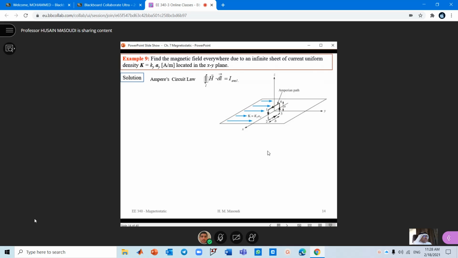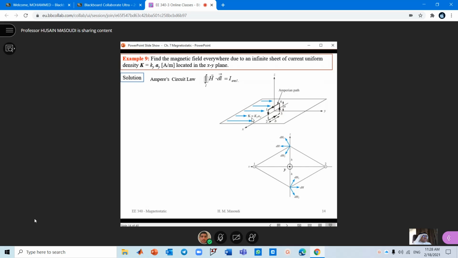First of all, we need to find the symmetry of the magnetic field. I'm going to rotate the sheet such that we look at the sheet from the y-axis, like this. The current density is coming toward us now. So this is the z-axis, this is the y, and this is the x. And the sheet with the current density is here.